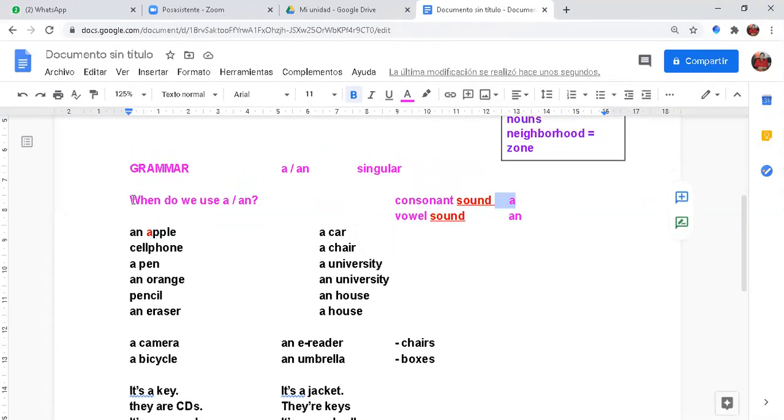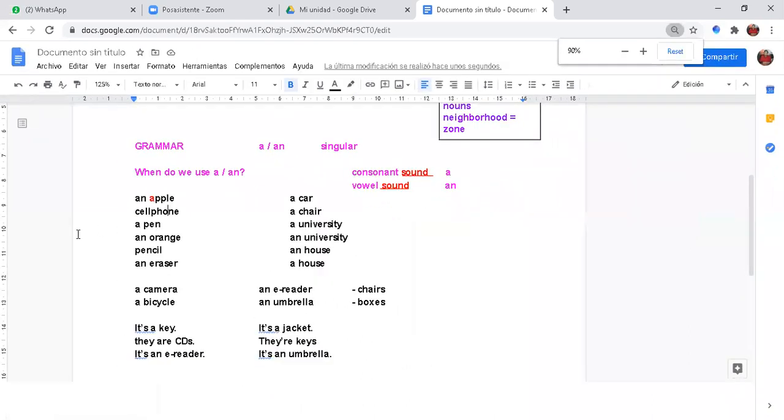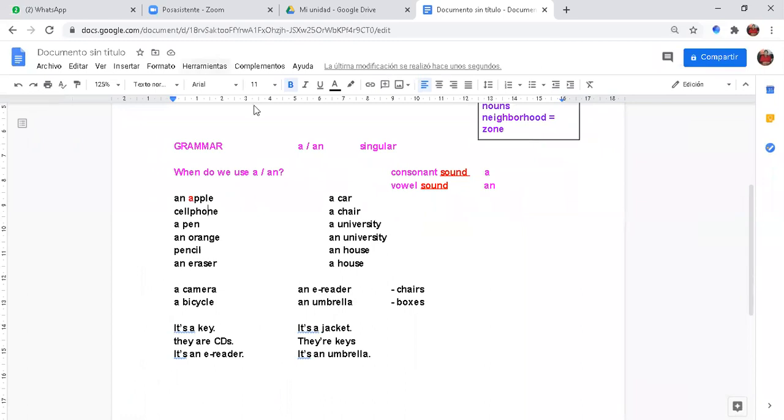So, apple. It is vowel sound. Vowels, okay? So, this is a vowel, this is a vowel, this is a vowel, this is a vowel. Those are vowels. You have to try to listen if it is a vowel sound. An apple. It's a vowel sound, okay? An apple. No, it's not a consonant sound.